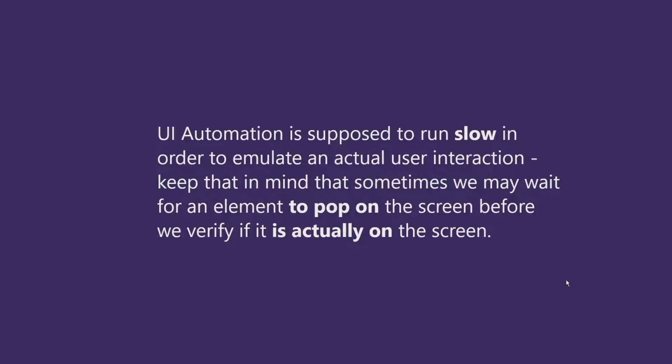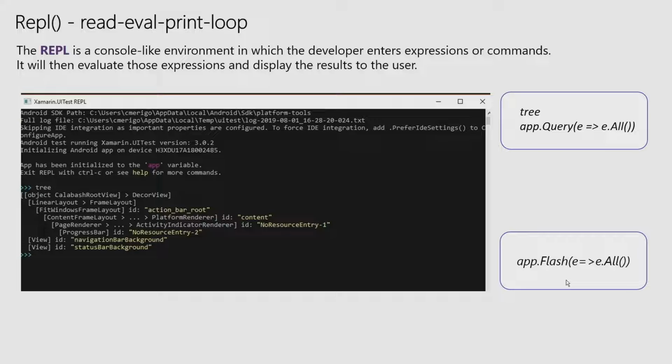Something very important to keep in mind is that UI automation is slow, and it has been created in order to emulate an actual user interaction. So every time you write a UI test, you might also wait for some elements before verifying something on the screen. In order to write this UI test, there is a very fancy and maybe old-style tool called REPL that you can use.